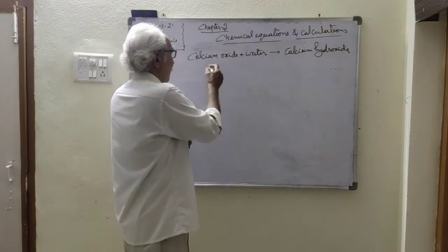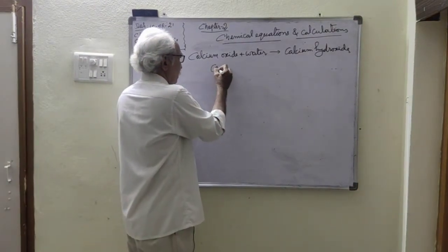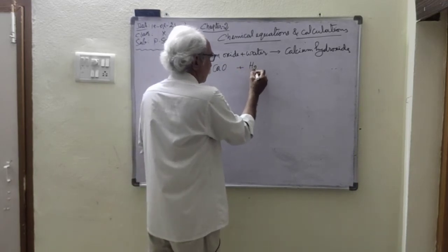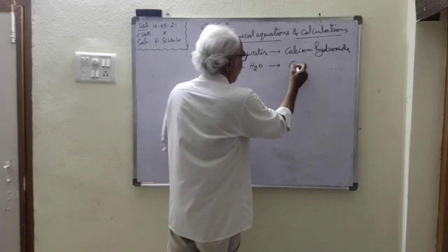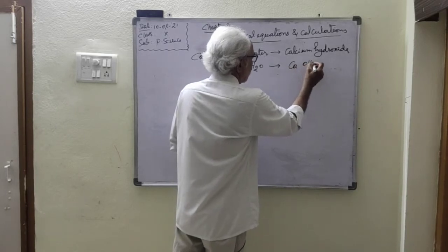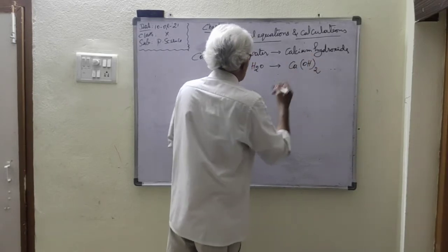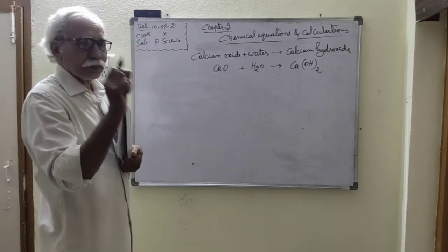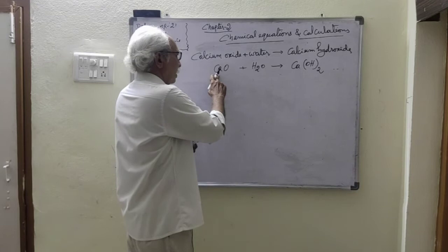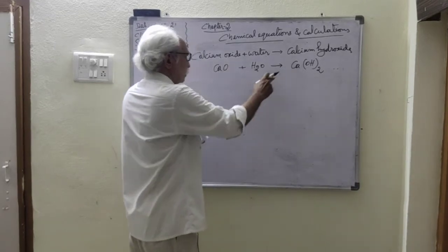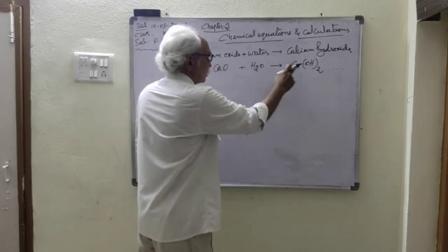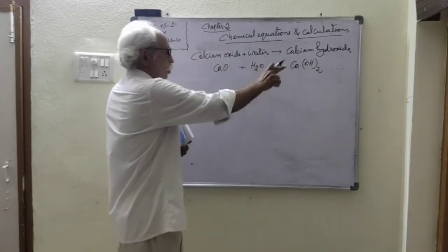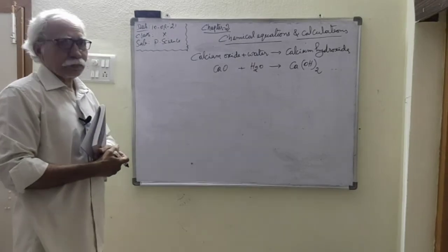Say for example, calcium oxide, CaO is the formula, water H2O is the formula. Then you find calcium hydroxide, Ca(OH)2. So in this case, how many calcium atoms are involved here? One calcium, here is one calcium. Two oxygens, two hydrogens, here are two hydrogens. So it is itself balanced.